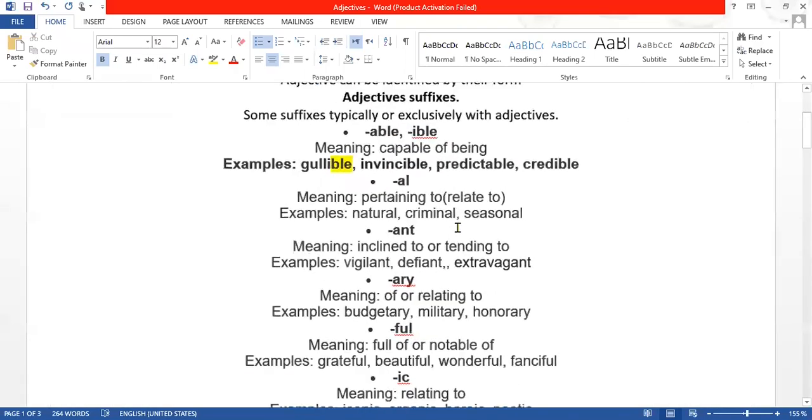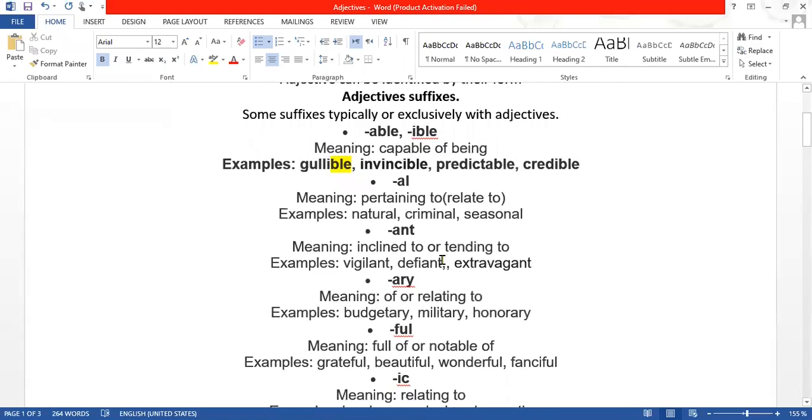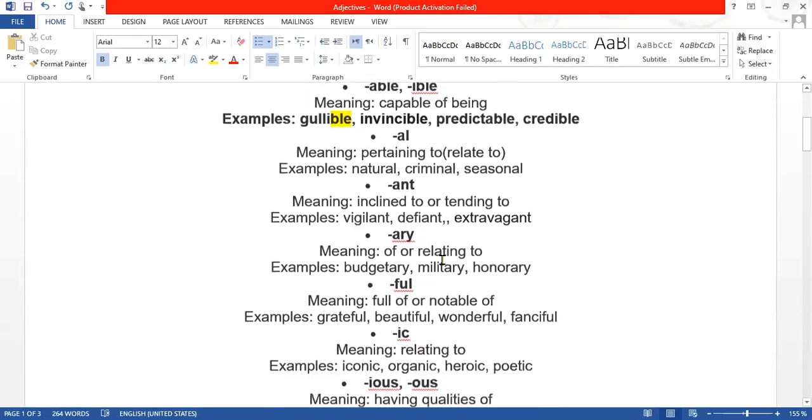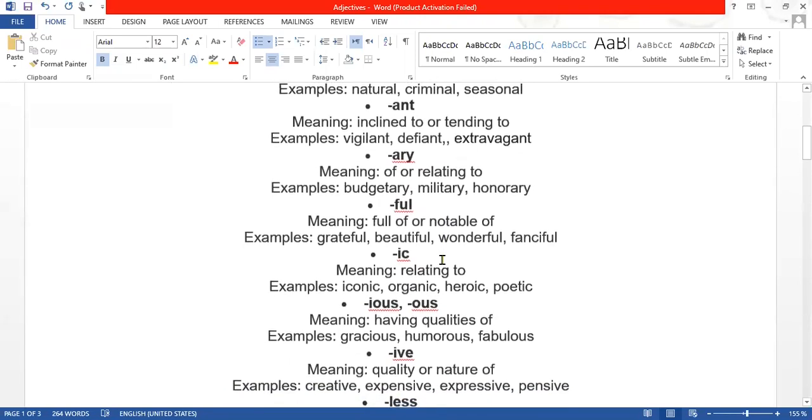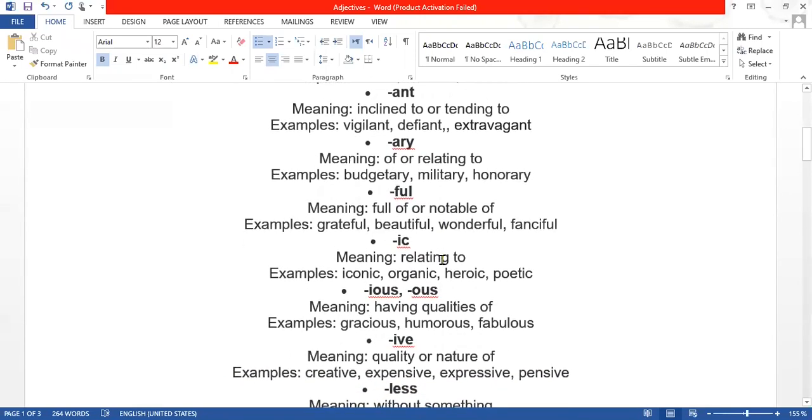Yes, sir. What is vigilant? Sir, it means that you are observant and you note things. Yes, very good. Whenever you watch something carefully. So he's vigilant. Alert, sir. Alert or vigilant. Yes, vigilant. Cats are always vigilant, right? They observe things very carefully. Or defiant.